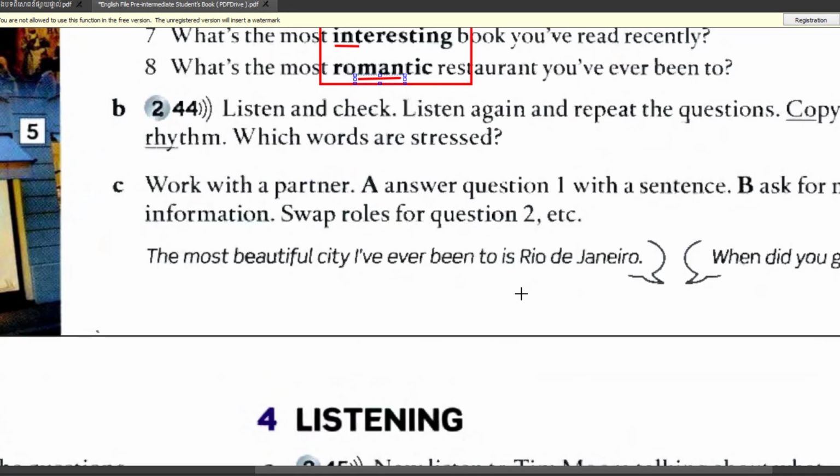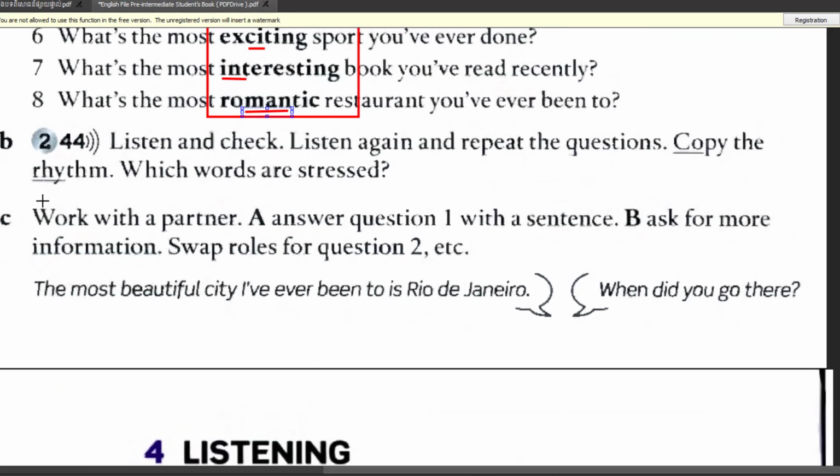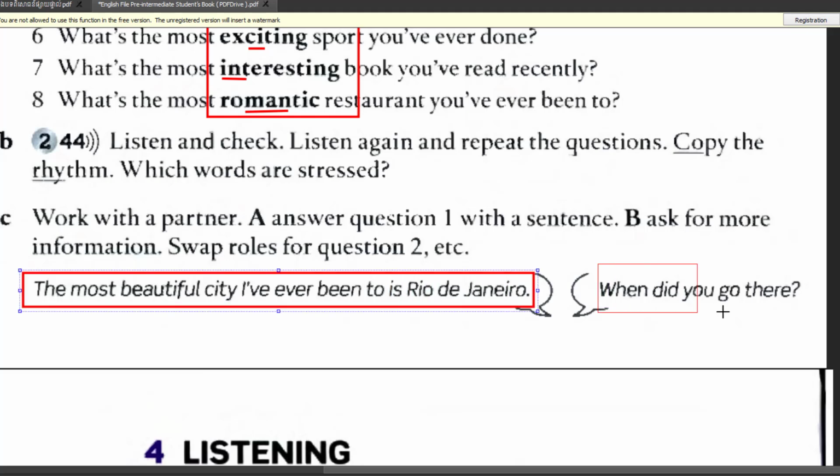Alright, let's go. Work with a partner and answer the question 1 to 1 with the sentence and then ask for more information and swap role for question 2. Now, example like the most beautiful city I've ever been to is Rio de Janeiro. Oh, when did you go there? I went there last year. Who did you go with? I went with my girlfriend. Okay, like that, if possible.